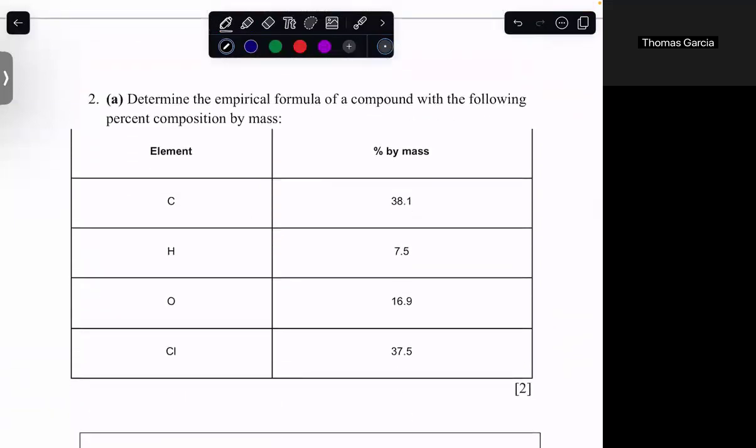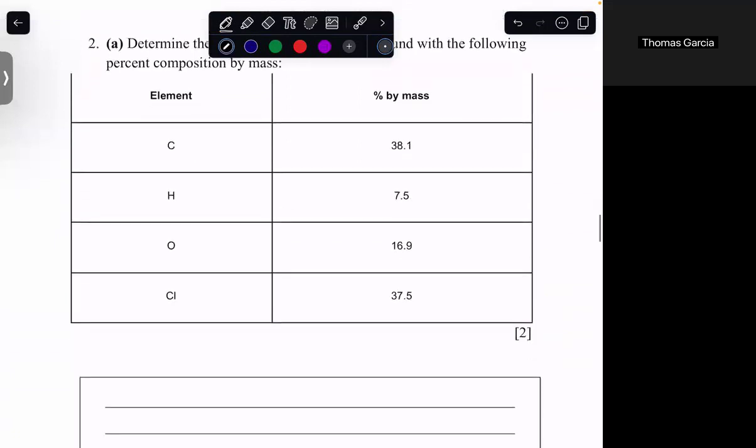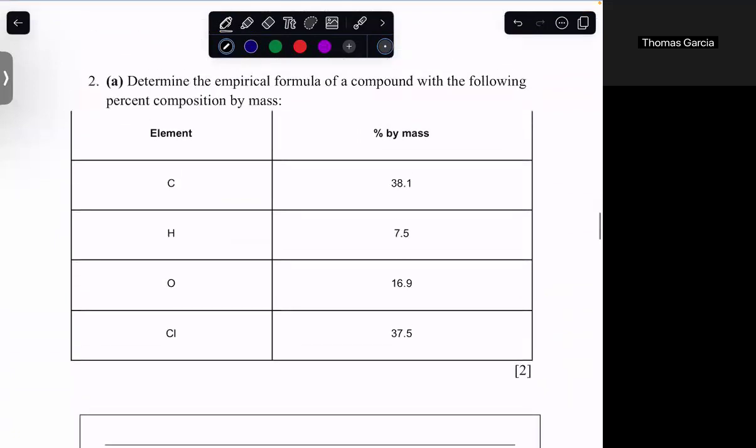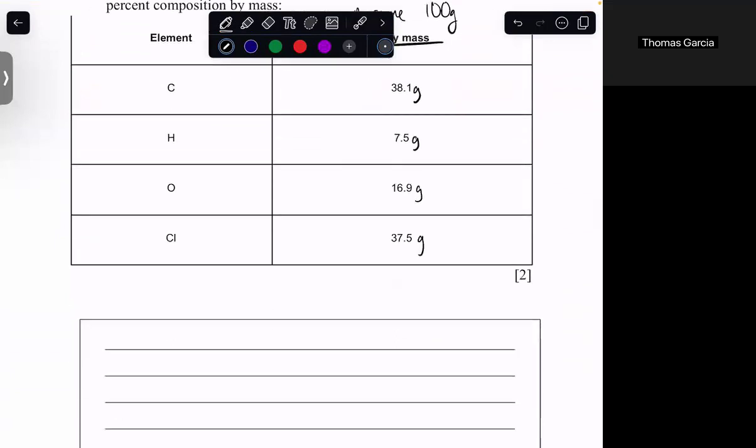The second question has to do with empirical formulas. So when we're doing empirical formulas, the first thing we want to do is, if we know that this is the percent by mass, let's just assume 100 grams. If we assume 100 grams, then 38.1% of that mass being carbon means 38.1 grams is carbon. 7.5 grams is hydrogen, 16.9 is oxygen, 37.5 is chlorine.